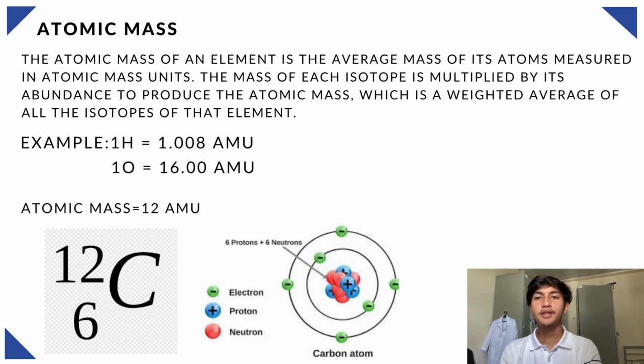So, atomic mass. The atomic mass of an element is the average mass of its atoms measured in atomic mass units. The mass of each isotope is multiplied by its abundance to get the atomic mass, which is a weighted average of all the isotopes of the element. For example, 1 mole of hydrogen is equal to 1.008 AMU, and 1 mole of oxygen is equal to 16.00 AMU. So let's look at the structure of carbon. 12 represents the atomic mass, while 6 represents the atomic number. So yeah, let's go to the next.